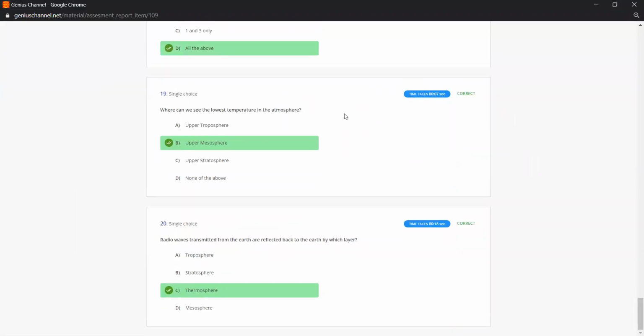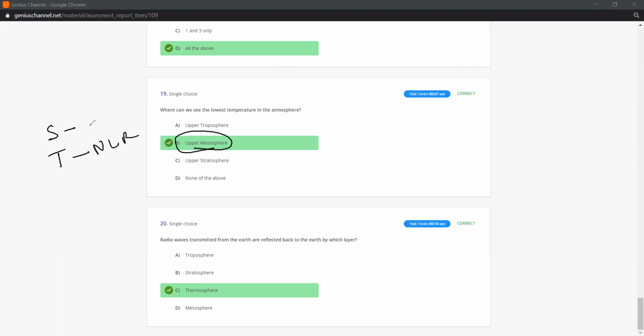Okay, where can we see the lowest temperature in the atmosphere? The lowest temperature of the atmosphere is seen in the upper mesosphere. In the troposphere there is the normal lapse rate, in the stratosphere there is inversion of temperature, and again in the mesosphere the normal lapse rate will start. This is the first layer, second layer, third layer. In the mesosphere, temperature decreases with height, so in the upper mesosphere you have the lowest temperature.